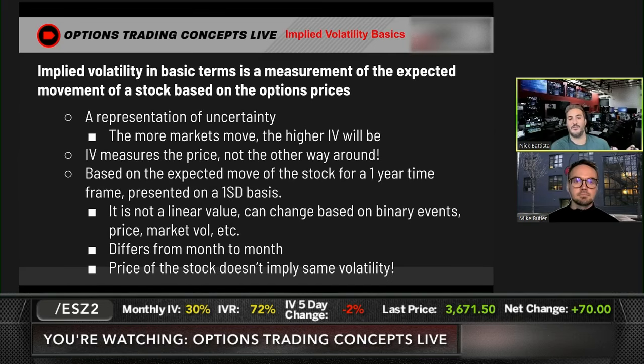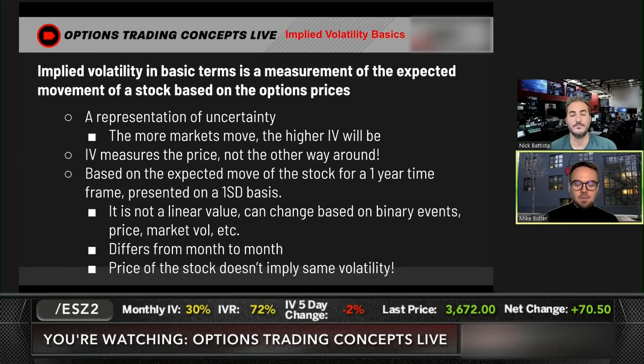Of course, you're going to have different implied volatility from month to month, week to week, quarterlies, LEAPS, all that stuff. They're all going to have different implied volatilities. And ultimately, the price of the stock doesn't imply a certain implied volatility. It doesn't mean that a $100 stock is going to have the same implied volatility as another $100 stock. It's all based on the option premium and the expectations of price movement in that underlying.